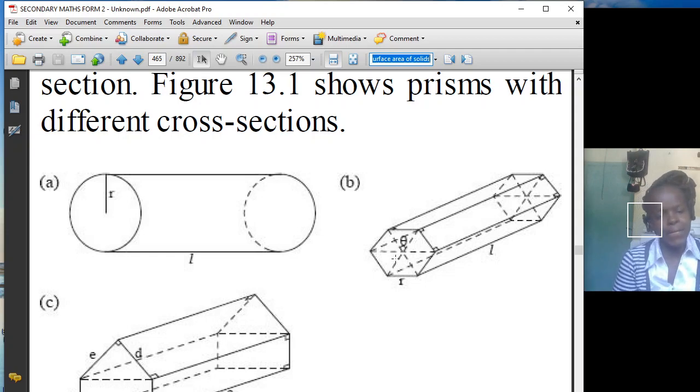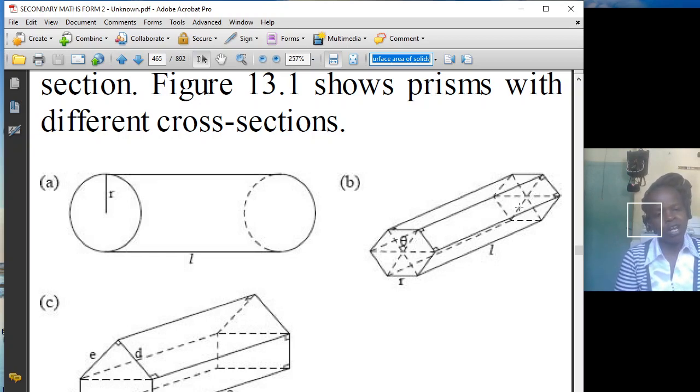So you will use a half AB sine theta, which is for one triangle, times how many triangles? 1, 2, 3, 4, 5, 6. To give you one hexagonal end. And remember there are two, this and the other one. So it means after finding the area of this one, you'll multiply by 2.